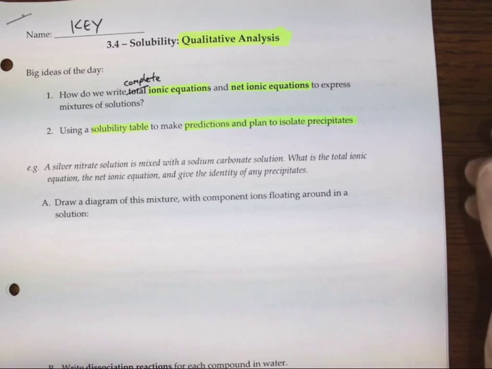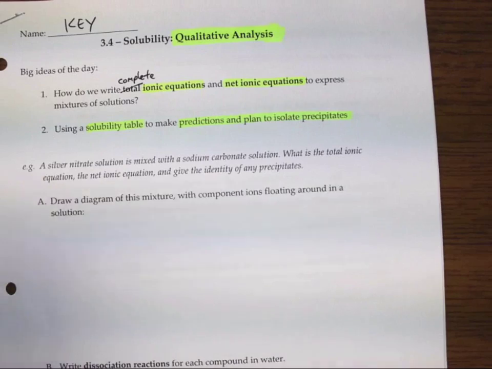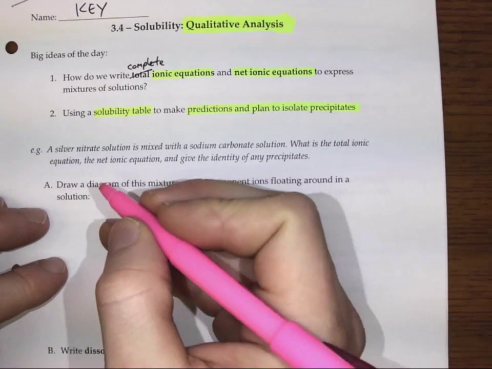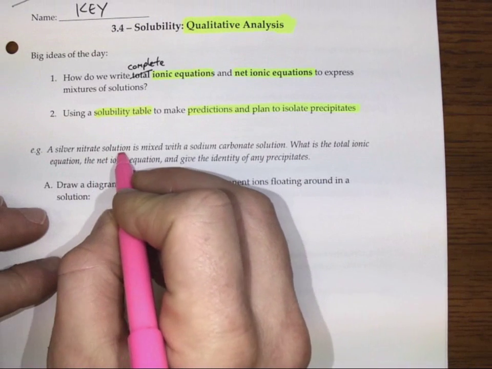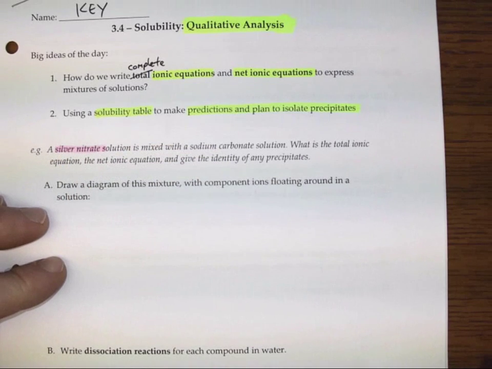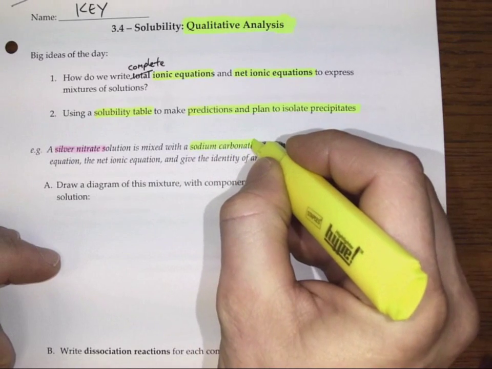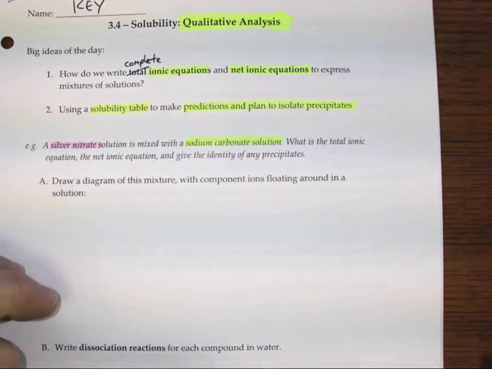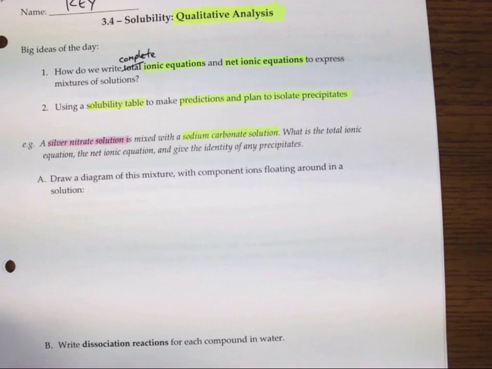All right, and so to do this, we went through a few examples. So the first thing we did is we went through this example, and I'm just going to read it, and I'm going to highlight key ideas as I go. So we've got a silver nitrate solution. Silver nitrate, I'm going to highlight that. And it's mixed with a sodium carbonate solution. Sodium carbonate solution, I'm going to highlight that as a solution as well. Okay, and they're mixed together.